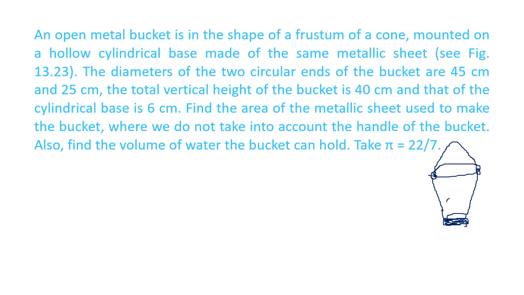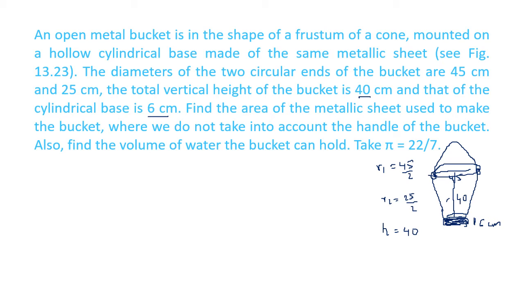The diameters of the two circular ends of the bucket are 45 and 25. So again they have given the diameters. The diameter is 45, so radius R1 will be 45 upon 2, and below it is 25, so R2 will be equal to 25 upon 2. The vertical height of the bucket is 40, so H is equal to 40. And the cylindrical base has got a height 6 centimeter.